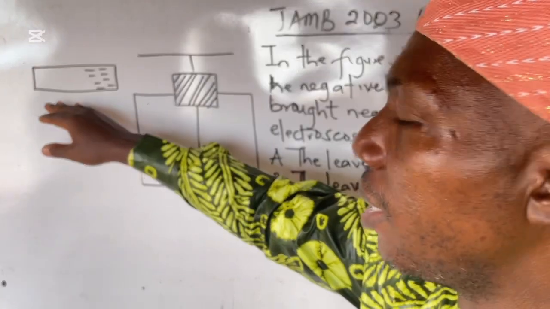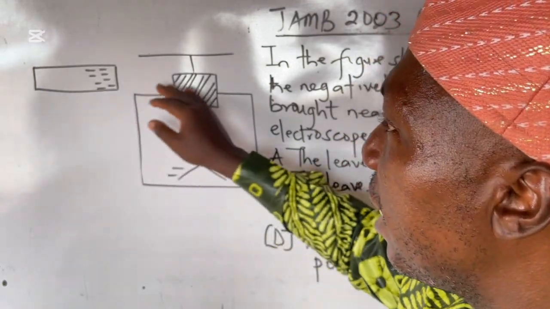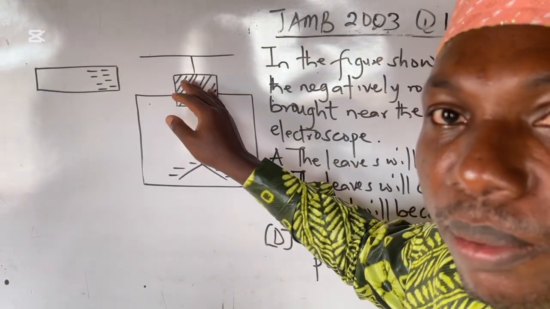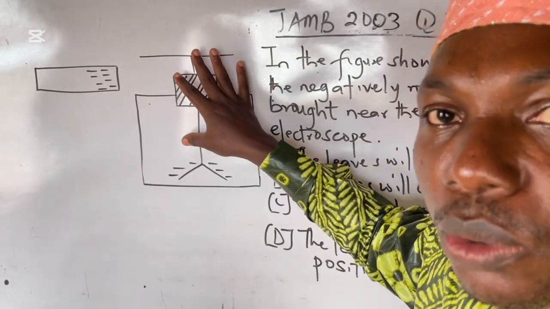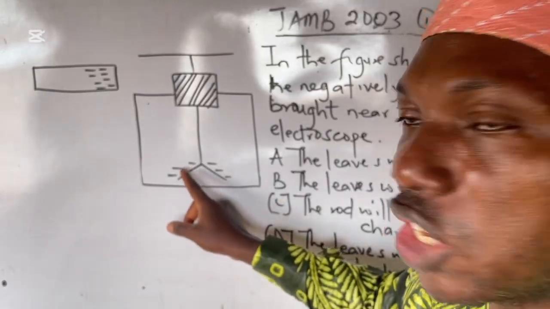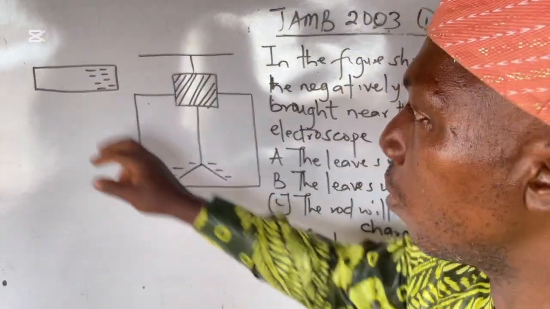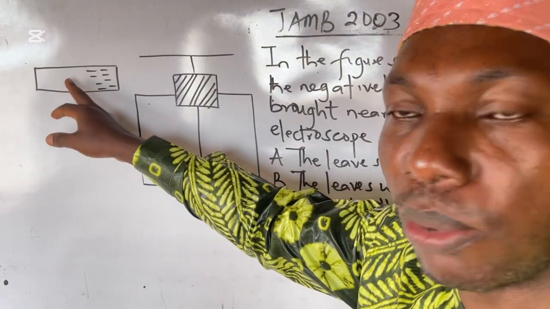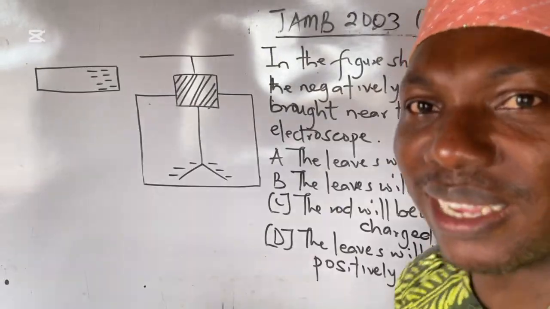This is a charged body that is brought near the cap. This is the cap of this gold leaf electroscope. This is the charge that the gold leaf electroscope has when a negatively charged body is brought near this cap. So let's see the effect.